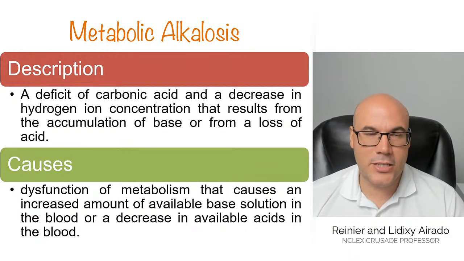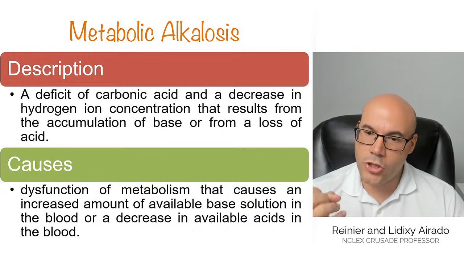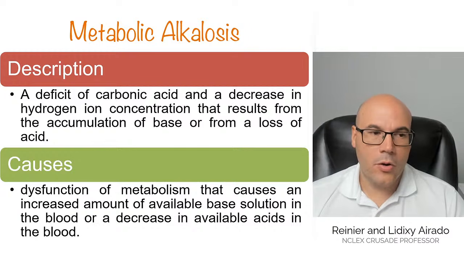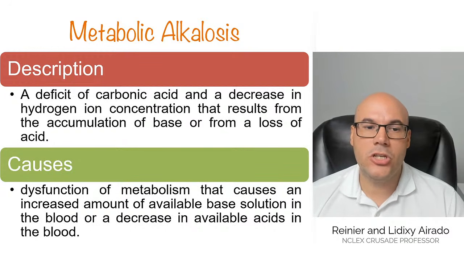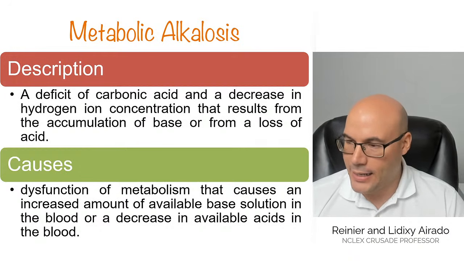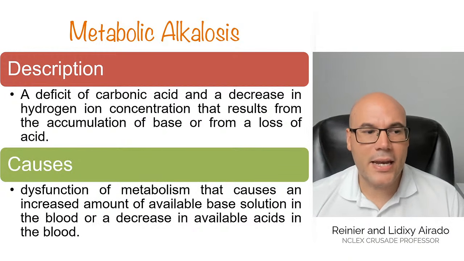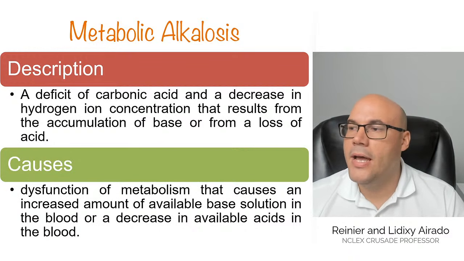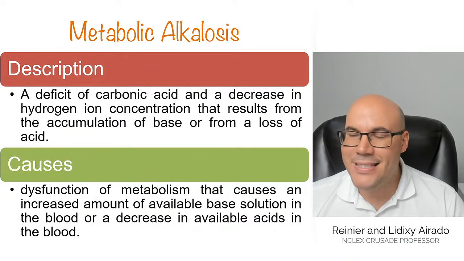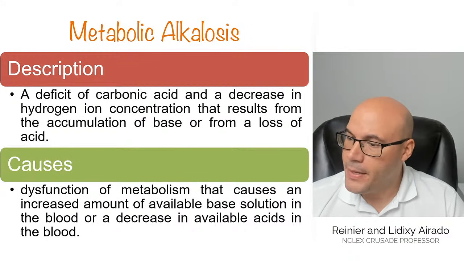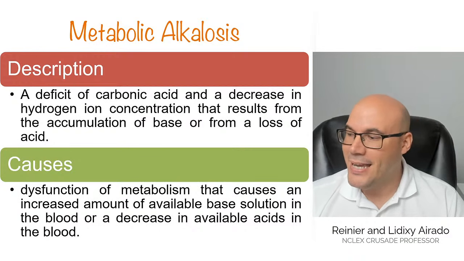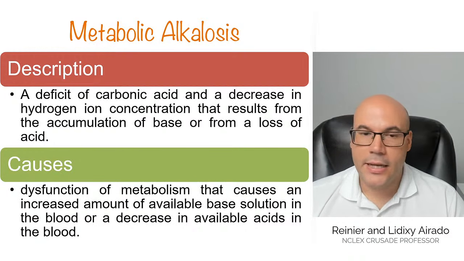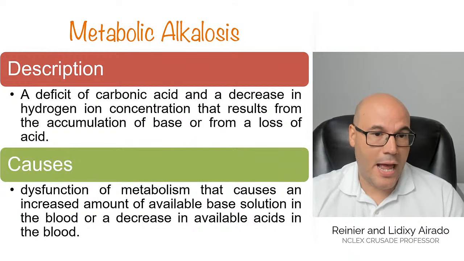When you listen to this description, sometimes it's a little bit difficult to understand or grasp the concept. This is why I like to learn what is metabolic alkalosis by knowing some of the causes of metabolic alkalosis. In other words, what can cause a condition in the patient? What can develop into a metabolic alkalosis? Any dysfunction of metabolism that causes an increased amount in the available base solution in blood, or a decrease in the available acid or hydrogen ions.